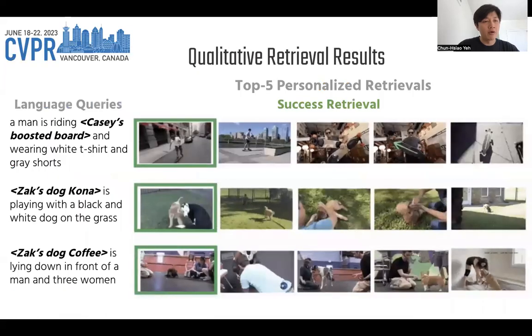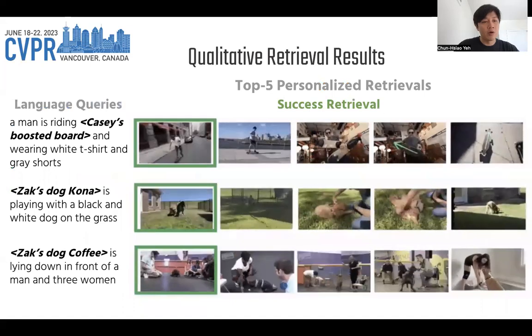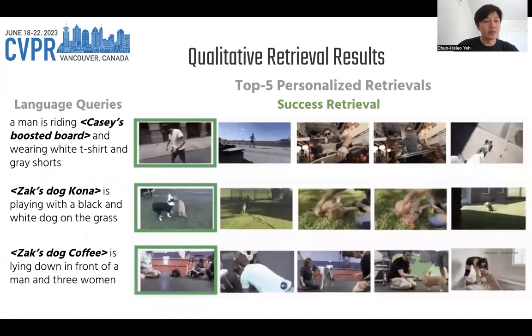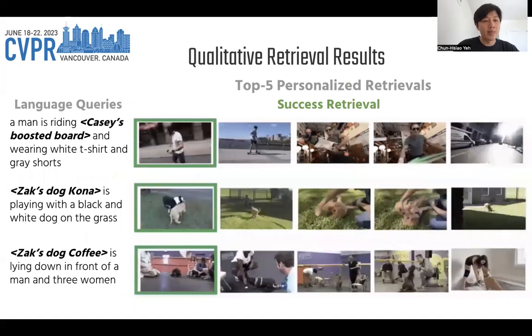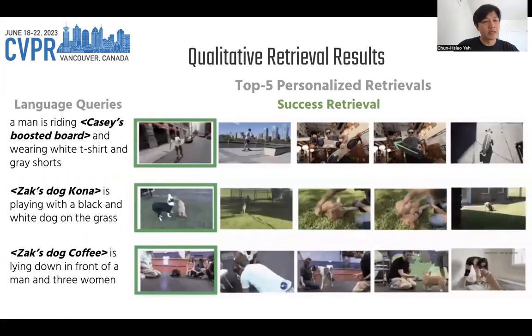Let's move on to our qualitative results. We perform queries with specific context, like "Zach's dog Coffee is lying down in front of a man and three women." Our model successfully retrieved the correct personal instances in the context.